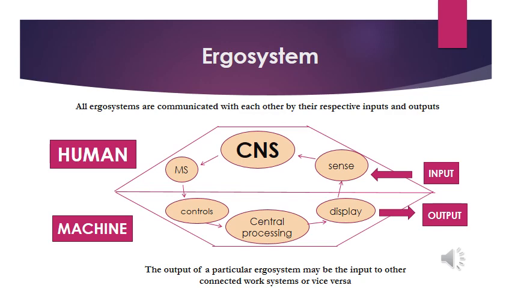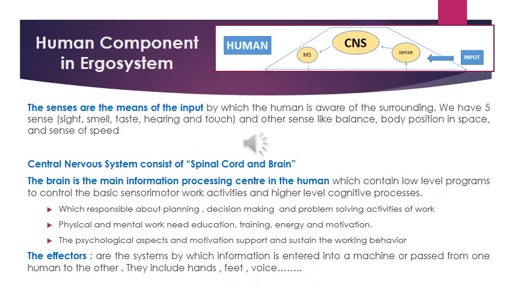In any ergo system, there are human and machine components. All ergo systems communicate with each other by their respective inputs and outputs. The output of a particular ergo system may be the input to another connected work system or vice versa. You may refer to the previous slide to recap the complete ergo system. In this slide, I will show you the details of its components.